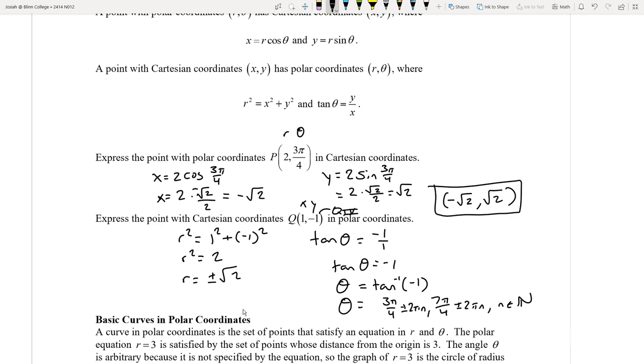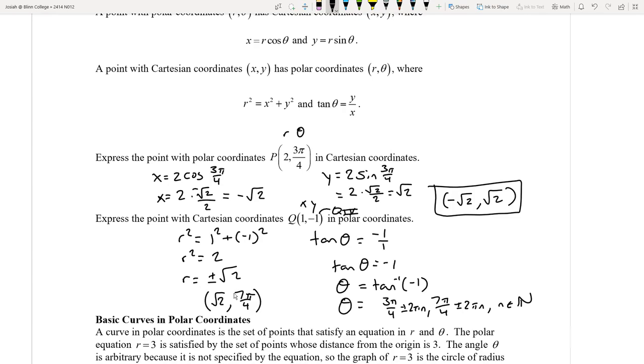So at this point, all we have to do is pick r and theta so that our polar point ends up in quadrant 4. The simplest way to do that is just to pick the positive r and a theta in quadrant 4. And we'll just pick the first one, 7 pi fourths.